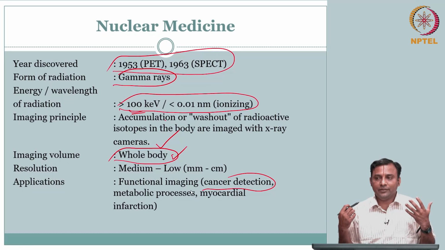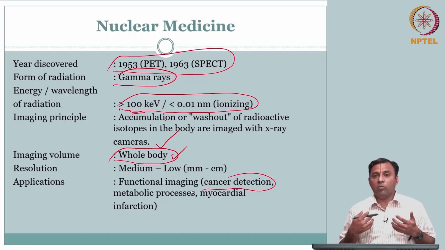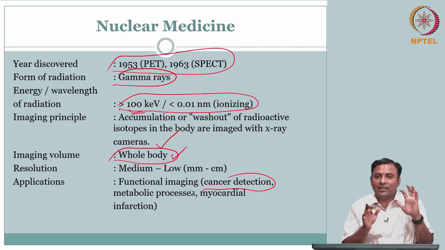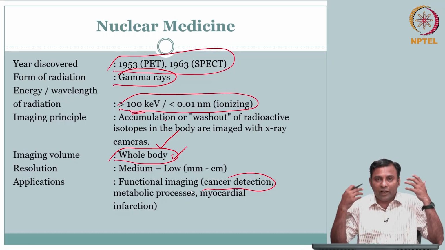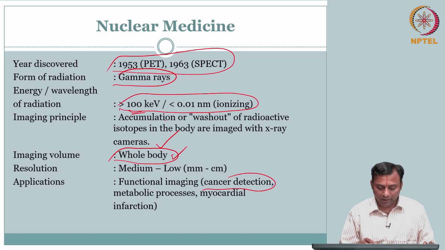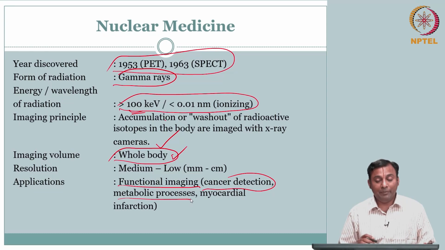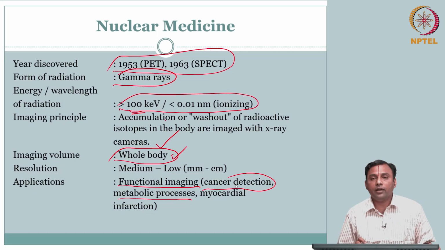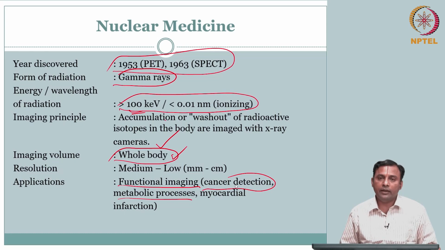In that sense, it might be deep inside the body. It is not going to be a lump that you sense, that is fine, that might be the lump, but you do not know where all it can be. So whole body imaging of PET is very useful in getting a sense of that. There are a lot of applications, mostly functional imaging, wherever you want to see, say, metabolic processes, myocardial infarction of the heart, or cancer detection. Any of these, it is used.